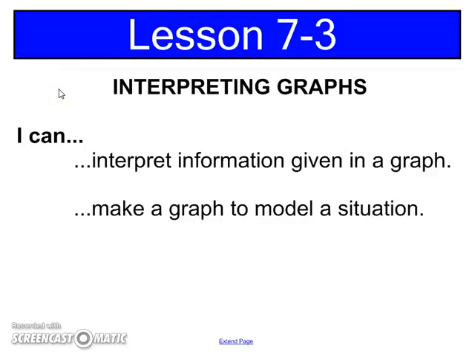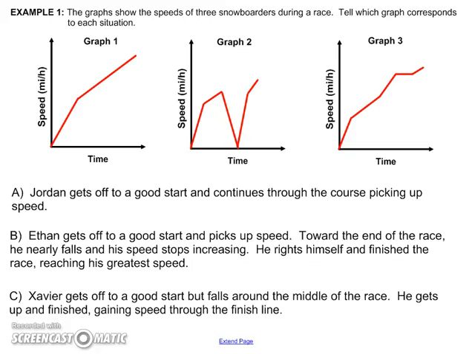Alright, ladies and gentlemen, we're going to take a few minutes in Lesson 7.3 to talk about interpreting graphs. The two keys that we want to be able to do when we finish here is, one, when given a graph, can we interpret what it's telling us? And two, can we graph a model of a situation? So we're going to start with the first thing and start interpreting graphs.